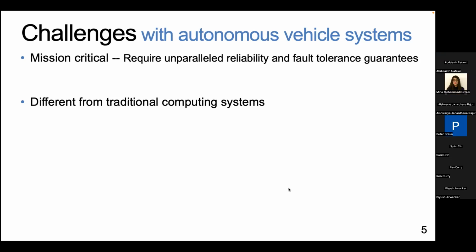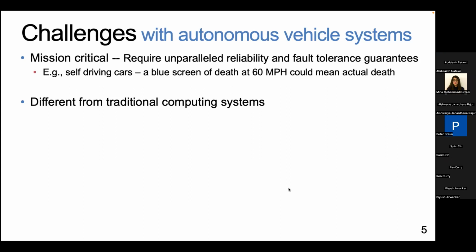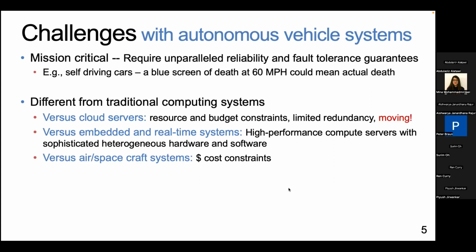So first of all, the self-driving car system, as a computer system, is a mission-critical system. It requires very high levels of reliability and fault tolerance guarantees. For example, if there's a blue screen on your laptop or some error pops up, it's okay. It can take a few minutes or even an hour to fix. But if you're running on the road at a very high speed, a crash of the car computer could actually cost the life of a human, right?